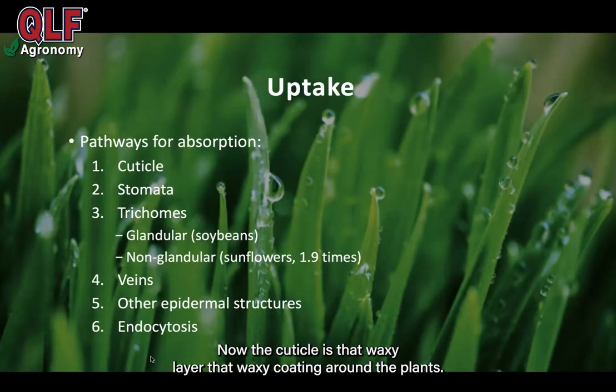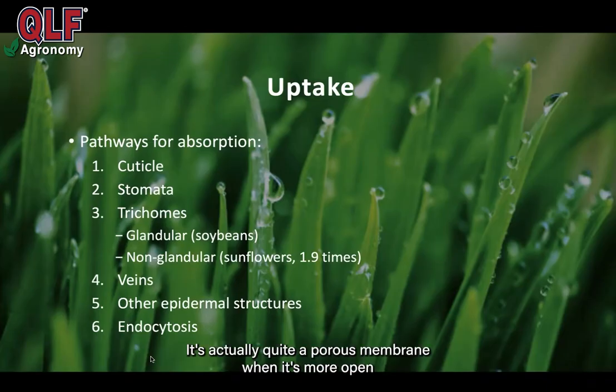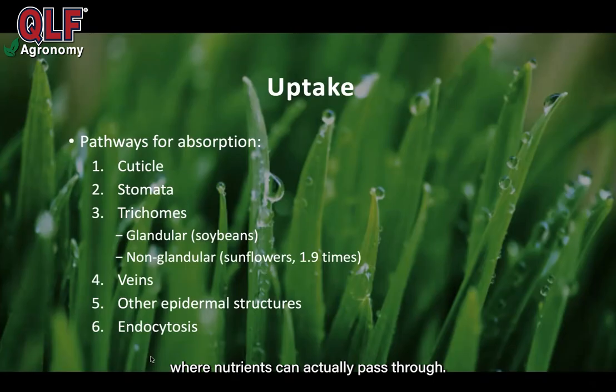Now, the cuticle is that waxy layer, that waxy coating around the plants that helps them to conserve moisture, but that waxy layer is very malleable. It kind of tightens and loosens, it kind of bends, and it has these kind of micro pores and micro cracks and crevices within these kind of lipid layers. And so this creates, it's actually quite a porous membrane when it's more open, where nutrients can actually pass through. So they do pass through these micro pores.